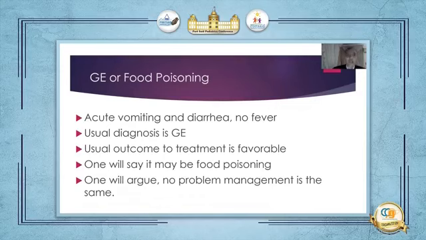Examples: is it gastroenteritis or food poisoning? Acute vomiting and diarrhea, no fever. Your usual diagnosis is gastroenteritis. Usual outcome of treatment is favorable. One will say it may be food poisoning. One will argue, no problem, management is the same. Your confusion here will not lead to a problem because you are usually treating findings rather than the diagnosis. For example, if there is dehydration, you are giving the fluids. If there is vomiting, you can consider antibiotics, but actually you don't care if it is viral or something else.